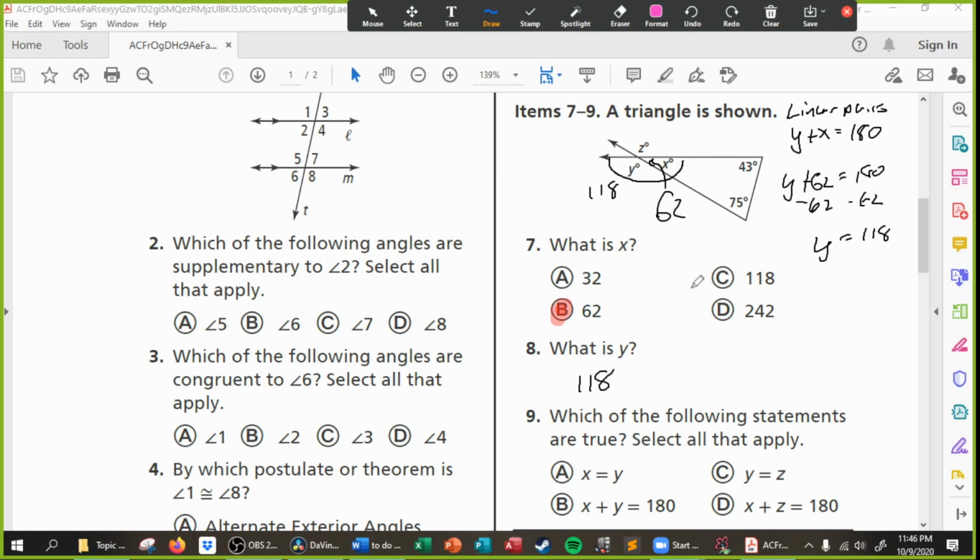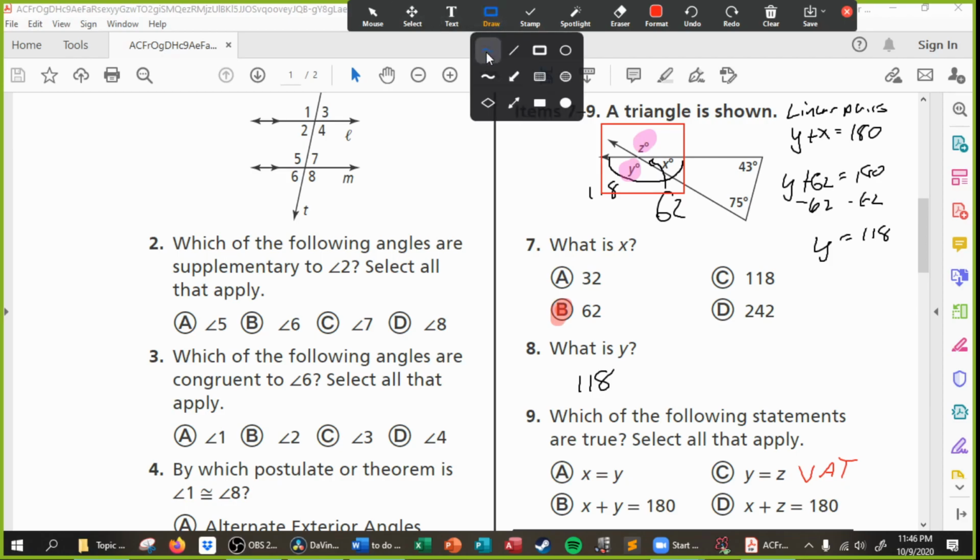Y equals z. Here's y. Here's z. Y equals z is true, by the vertical angles theorem. And that's because here, if I look in just the inside of this square right here, I have two lines that are intersecting, and I can see that y and z are in fact vertical angles, just like x, and what I'm going to label as a here would be the other pair of vertical angles. So that is a definite yes on that one.